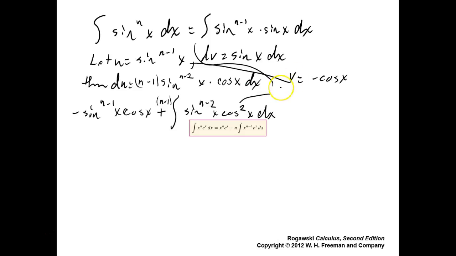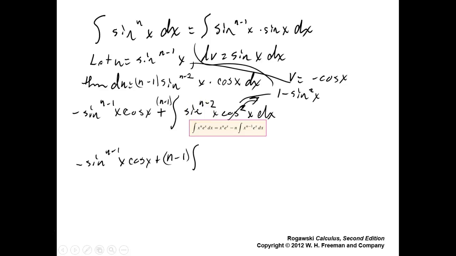Okay. We rewrite that as 1 minus, what is cosine squared? 1 minus sine squared, right? Now we'll have everything in sine squared. So instead of this, we write that. So let's write it down again. Minus sine to the n minus 1 x cosine x plus n minus 1 times the integral of, now we've got two pieces here.